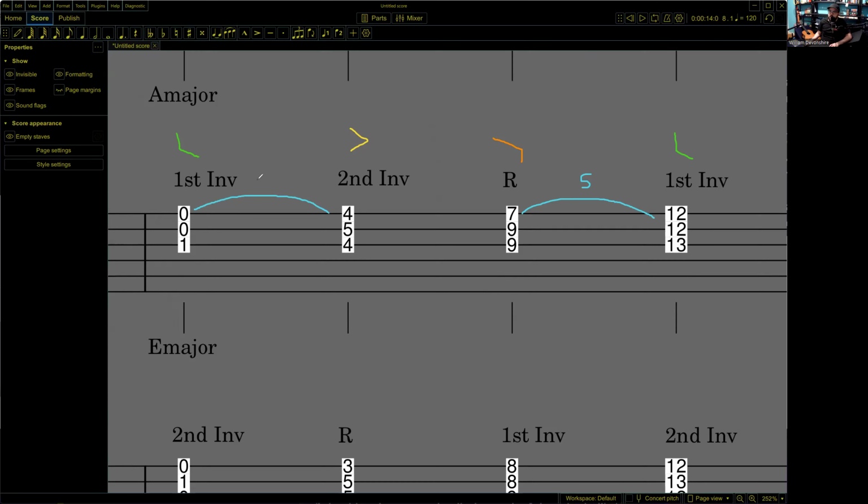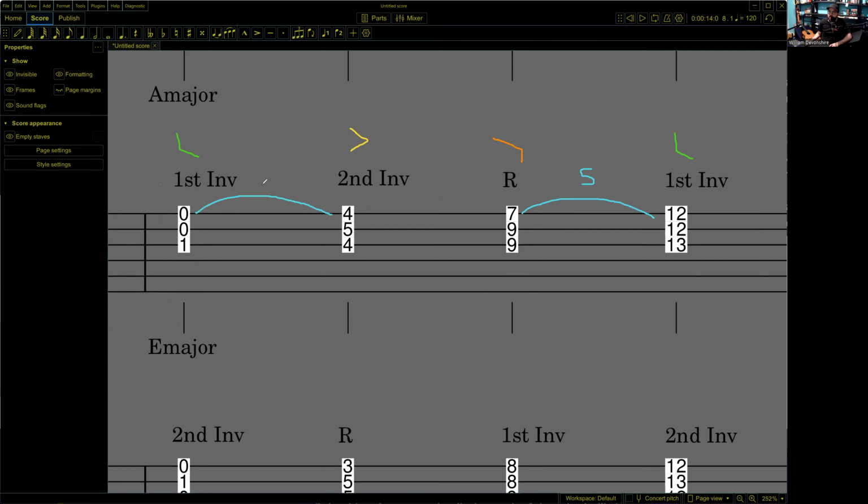I'm going from the top note to the top note. So this top note is 0, and this top note is 4. That's why I'm saying 4. It's a distance of 4. And this top note here is 7, and then this top note here is 12, so that's a distance of 5. Okay, so I'm going based off of the top note.